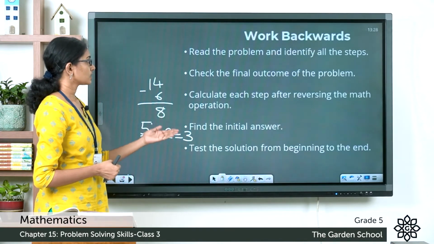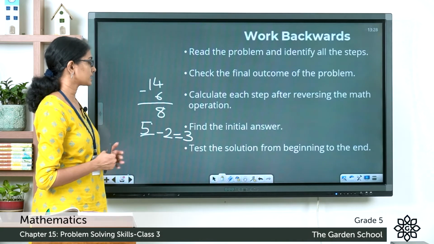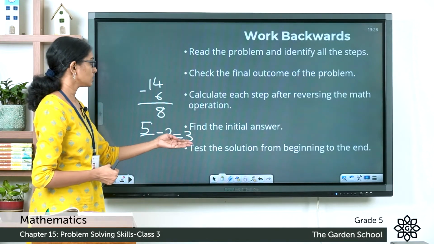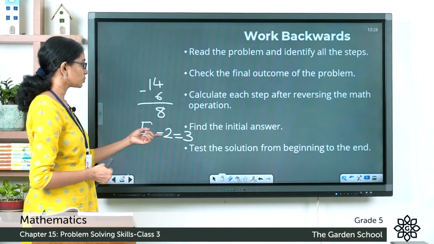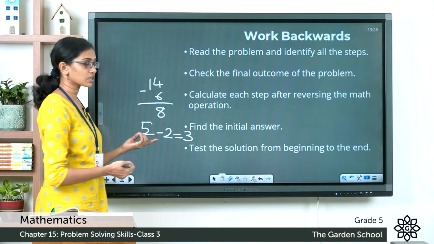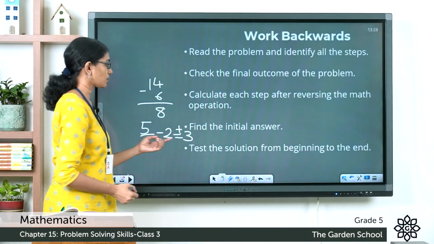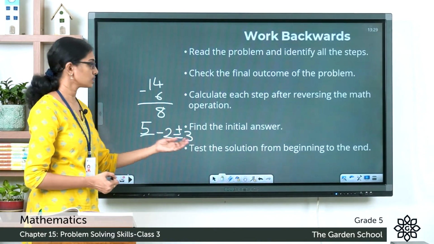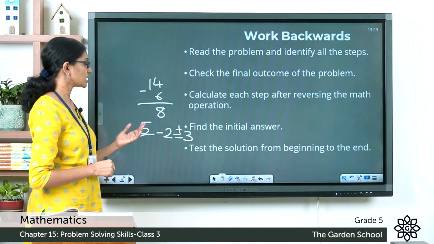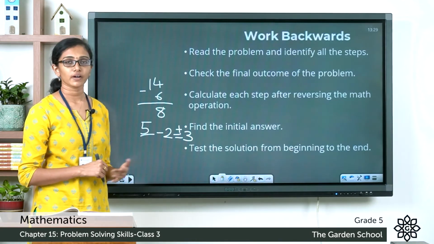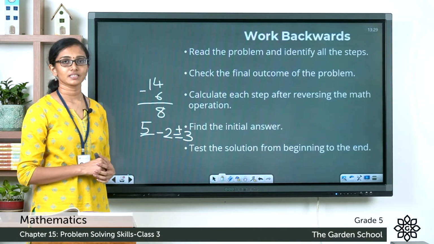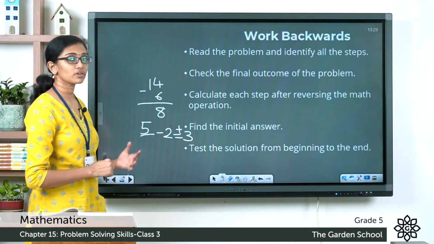So you read the problem, then identified the steps, you checked the final result or the outcome, and then you calculated each step after reversing the math operation. It means here it was subtraction and here you reverse the operation. You added the answer to this part to get the initial condition or the initial number. And in the final step, you tested your solution from the beginning to the end. So I hope you got an idea about this strategy.